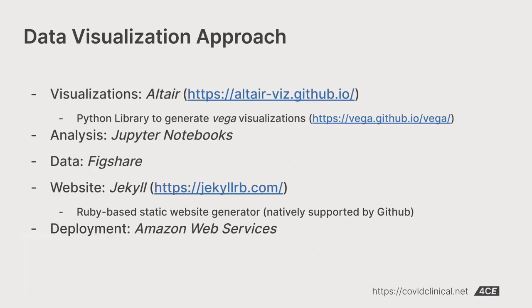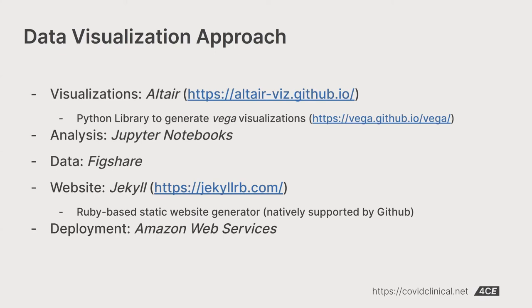So here's what we did. We decided to use a visualization library called Altair that I can highly recommend, which is a Python library that is used to generate definitions of Vega visualizations. So Vega is a grammar to describe visualizations.